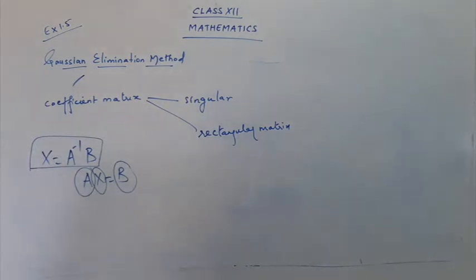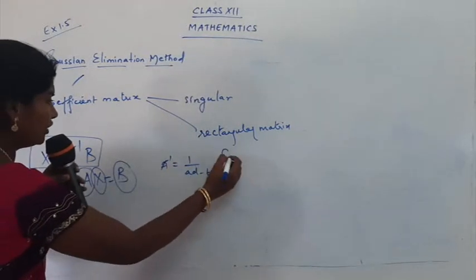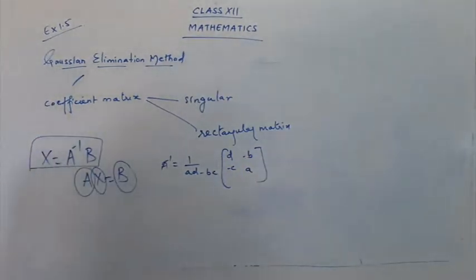And for finding A inverse, we have two methods. One is for a 2 by 2 matrix. If it's a 2 by 2 matrix, you can just directly go for the formula. Do you remember the formula for it? Yes. A inverse is 1 upon AD minus BC, then you have to interchange A and D, and change the sign of B and C. This was the one formula that we have used for A inverse.